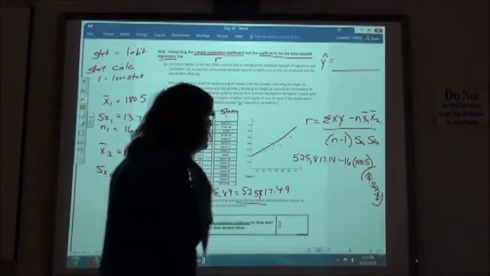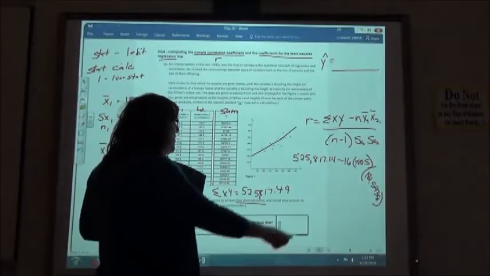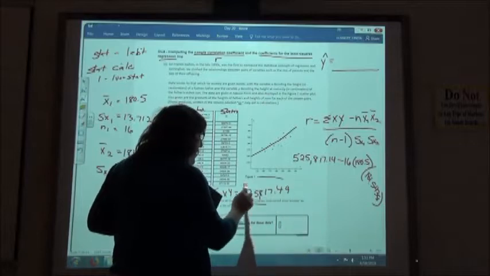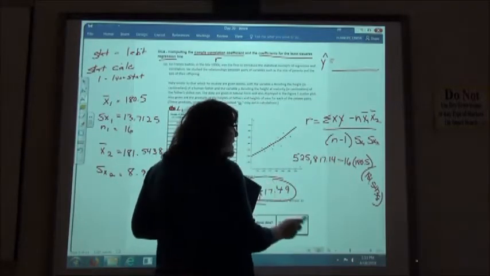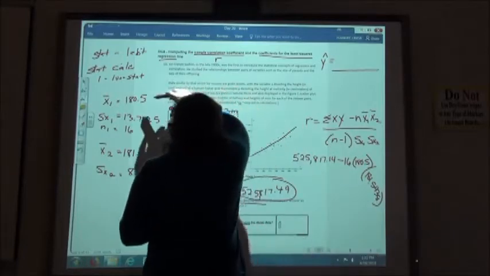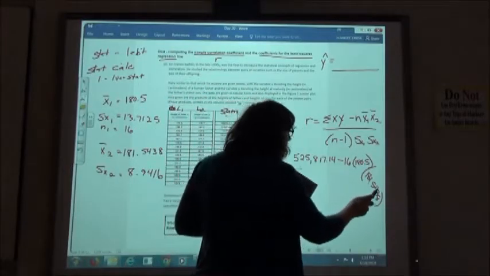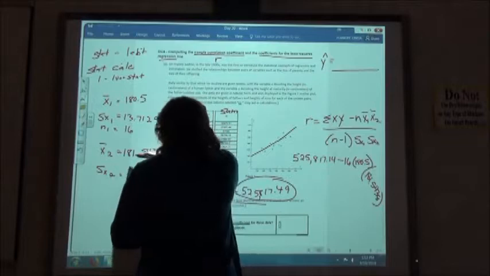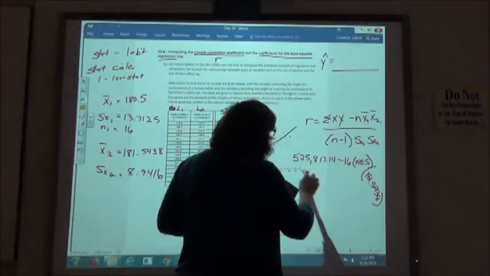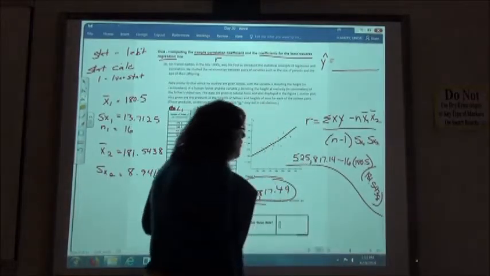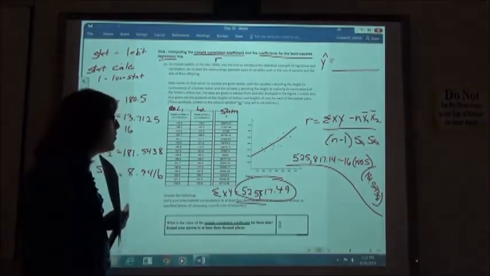I'm writing it sideways. So on the top of my fraction, I have the sum of xy minus n, which was 16, times the mean of my first set of data, which was 180.5, times the mean of my second set of data, which was 181.5438. That all is on the top of my fraction that I didn't leave myself enough room to write.